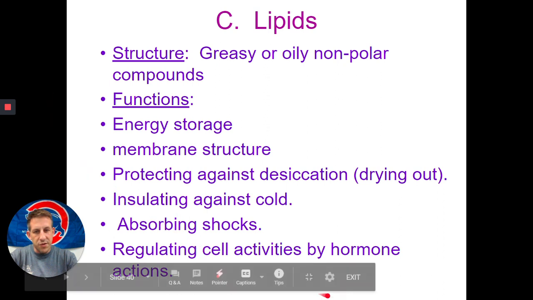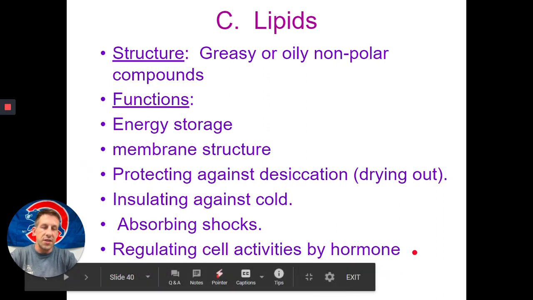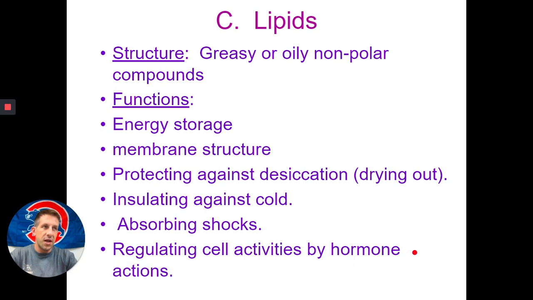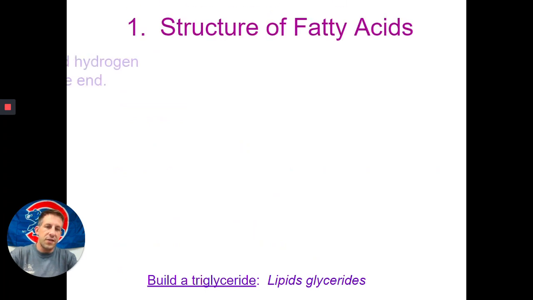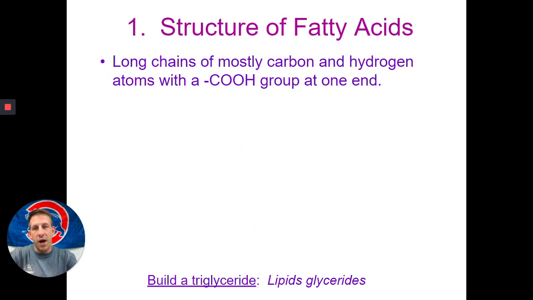Okay, and we also see lipids play a role in regulating cellular activities because they oftentimes manifest as hormones. We'll talk briefly about how they manifest as hormones toward the end, so we won't spend a lot of time on the hormone one, but I wanted to at least mention it here as one of the functions. Okay, so let's get into discussing what the monomer structure is.